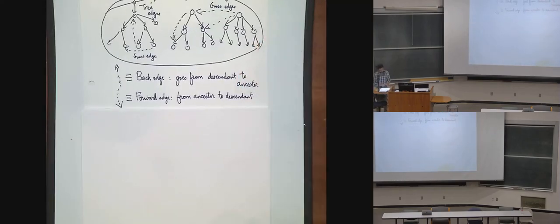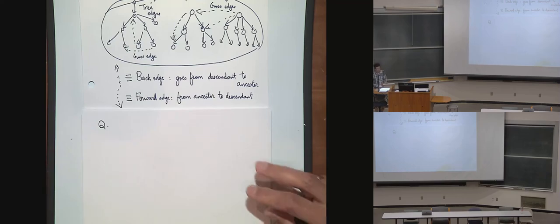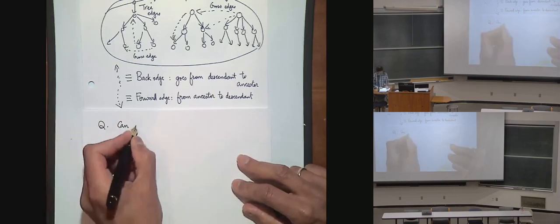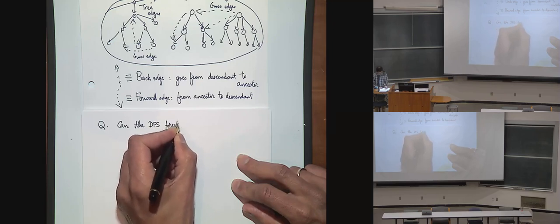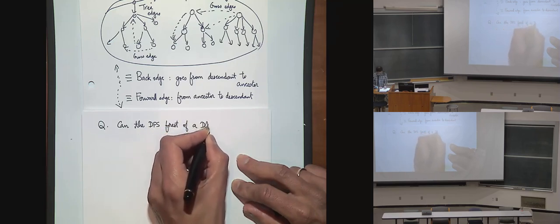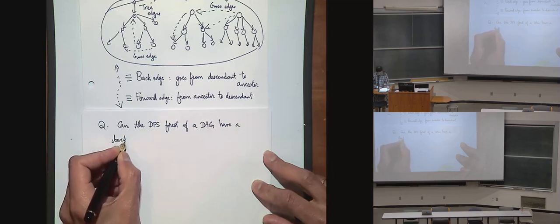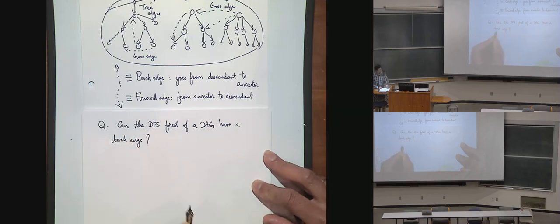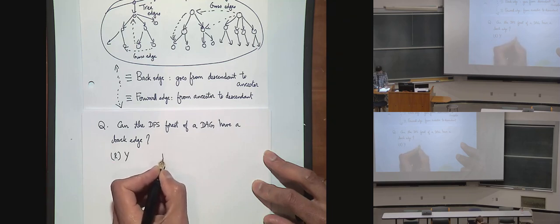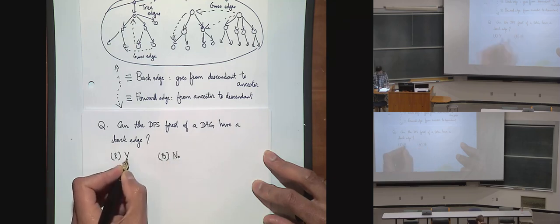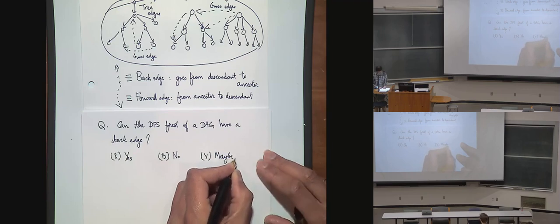And so now I will ask a question. Can the DFS forest of a DAG have a back edge? And so, is it yes, no, maybe not?